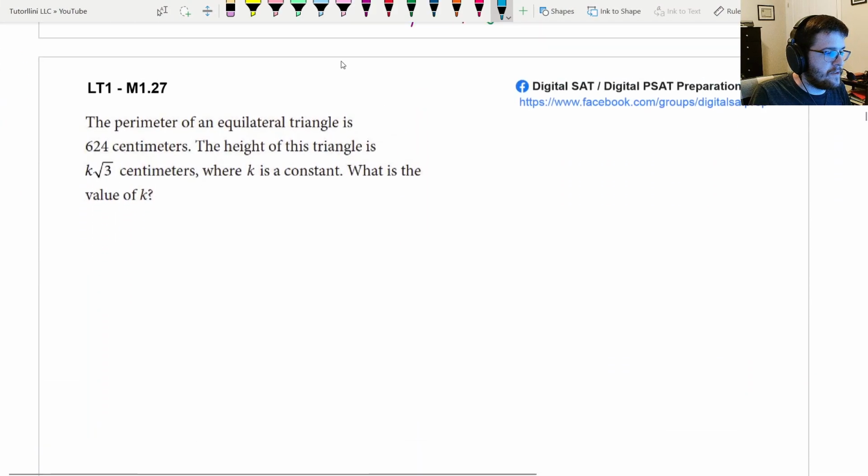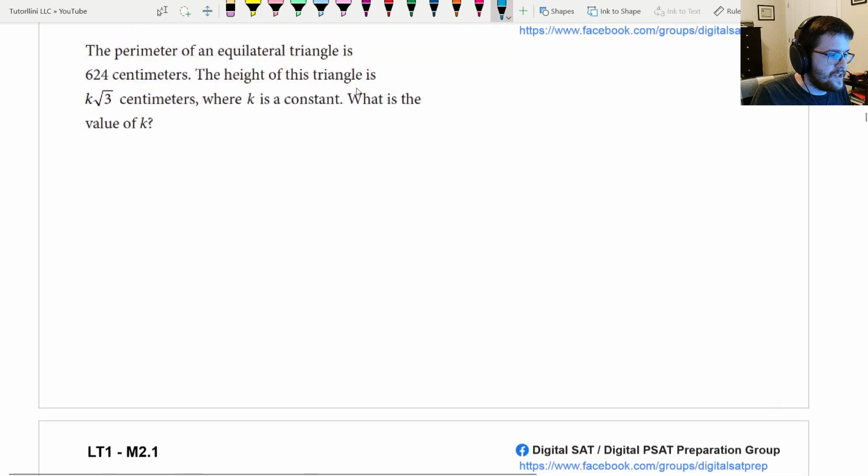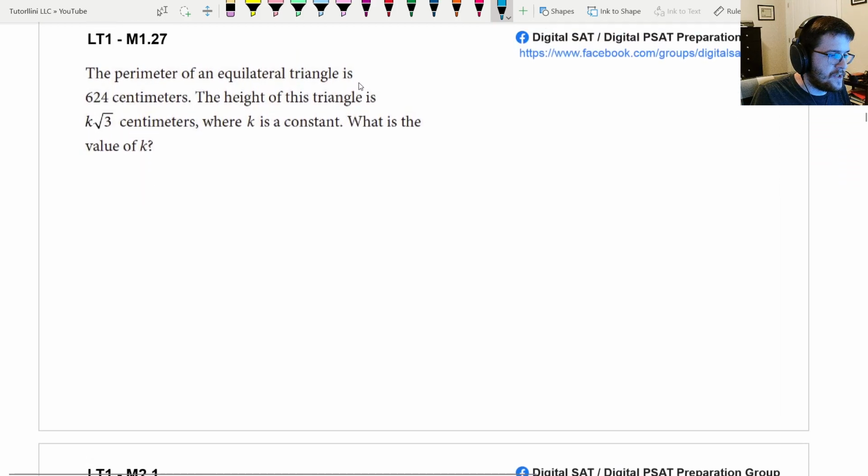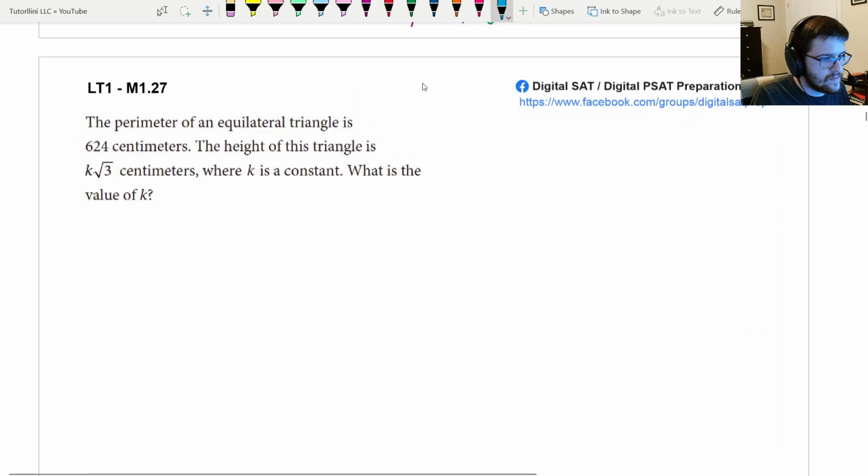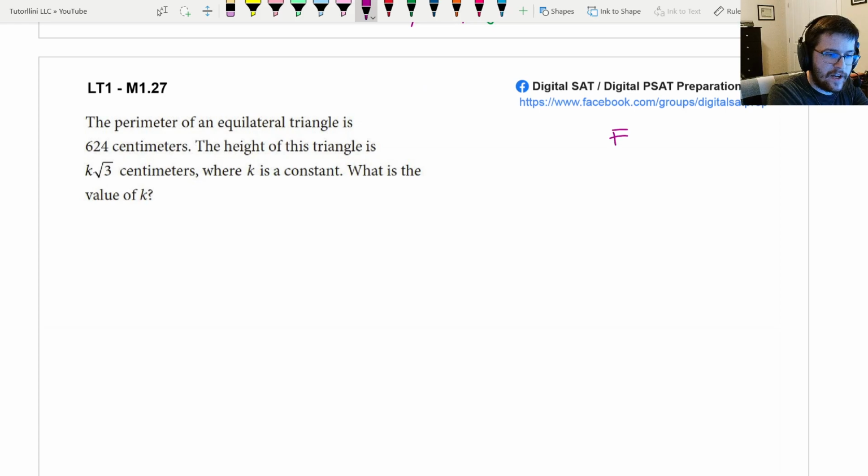All right, 27. The perimeter of an equilateral triangle is 624 centimeters. The height of this triangle is k root 3 centimeters. Okay, so there's a couple things you need to know about equilateral triangles. So I'll try to jot it down off to the side really quick.